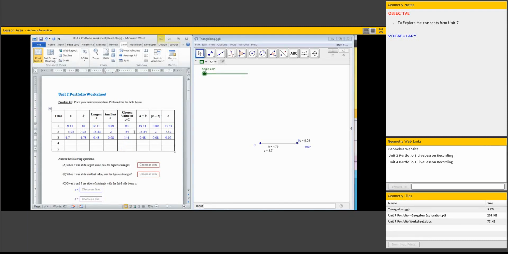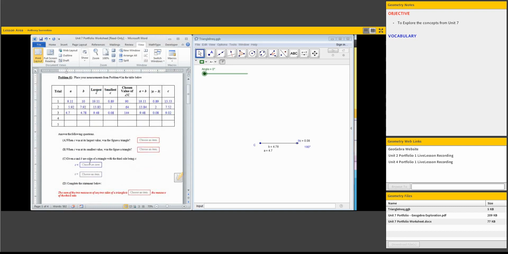Now, you'll obviously do 2 more than this. For the sake of time, I'm just not going to do the whole thing. So, this is when C was its largest value. Was the figure a triangle? Well, if we go back here to 180 degrees, what kind of situation did we have? Let's go back a little bit. This is not a triangle.